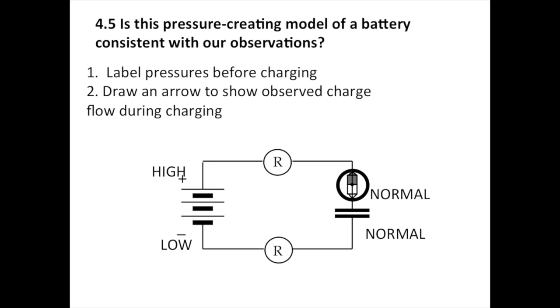Draw an arrow to show the observed charge flow during charging. I'm not actually going to draw it here, but you can draw it in your notes. We observed that it went clockwise around the circuit, except it did not go through the capacitor. So we could draw a continuous arrow going around like that.